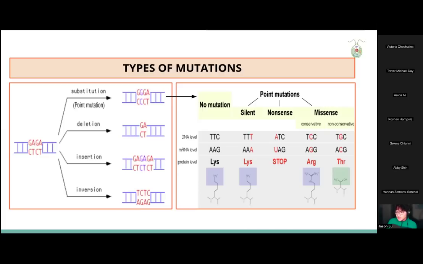And then we look at a non-conservative missense mutation. So instead of a positively charged amino acid that has a nitrogen at the end of it, we have something with a hydroxyl group and a methyl group, threonine here. So in this case, because these two amino acids are so different, we're probably not going to get the similar function in the protein. And if this happens in some really, really important parts of the protein, this can be really, really bad. Okay, next slide, please.